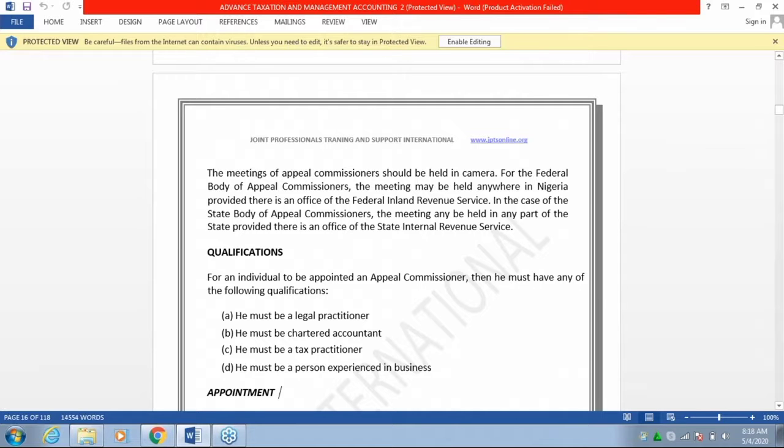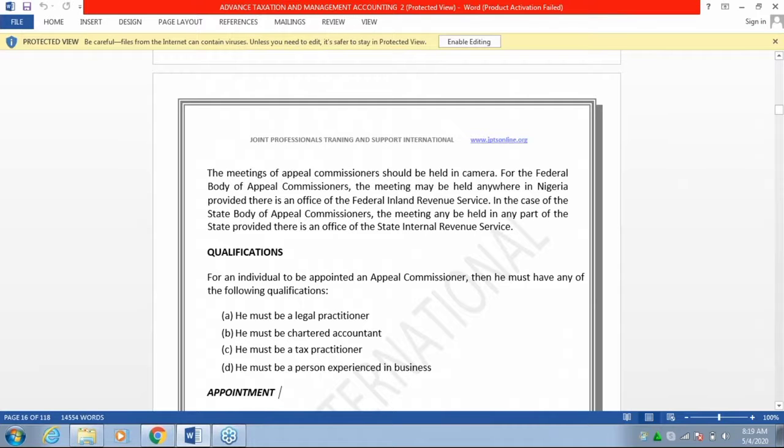Then he must be a chartered accountant, because only constitutional ideas and legal ideas will not be enough to settle the dispute between the taxpayer and the tax authority. So the experience of tax knowledge has to be adopted or useful. Then, at the same time, he must be a tax practitioner. What does that mean? He must be a chartered tax person, a member of the Chartered Institute of Taxation of Nigeria, CITN.